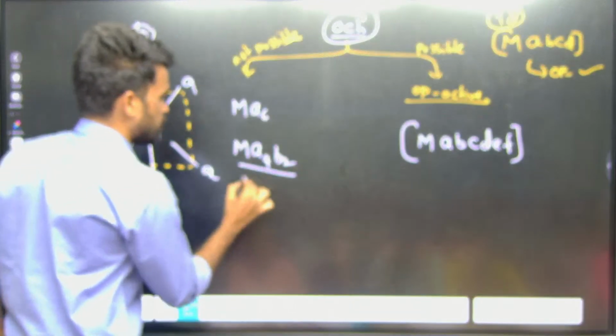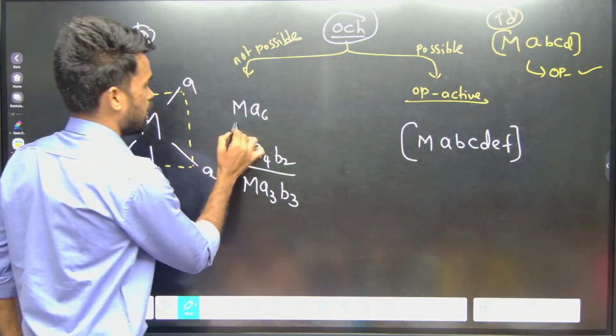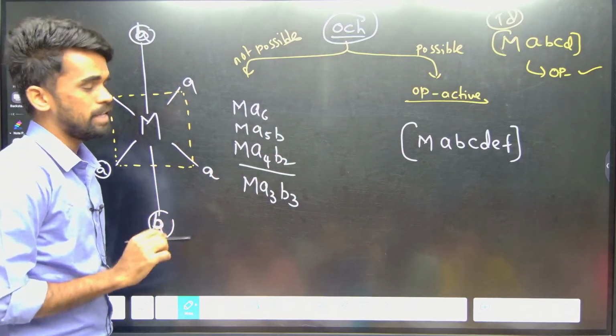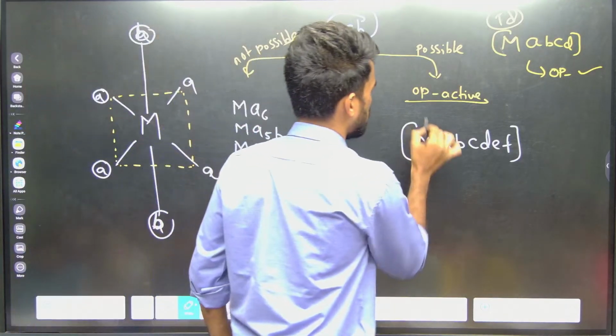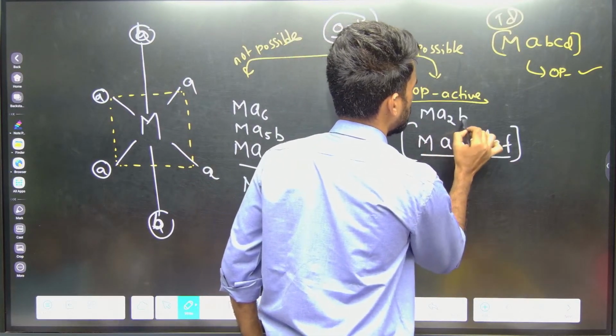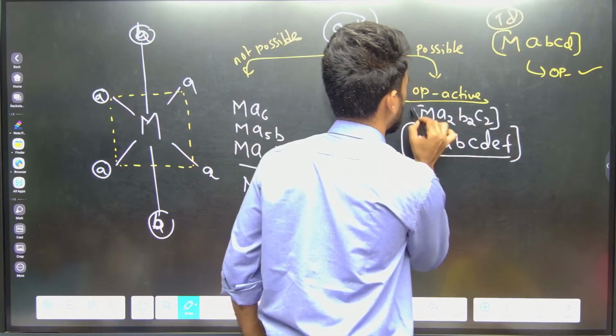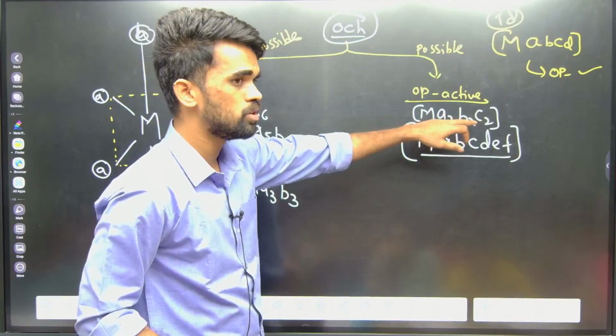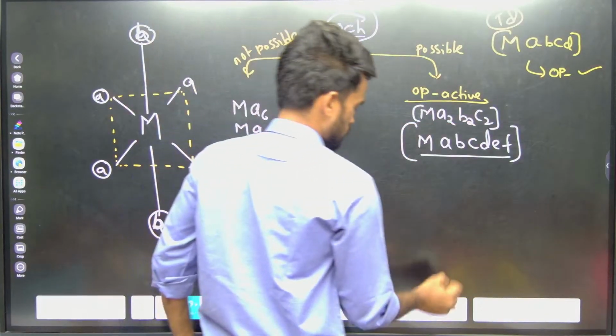Similar to this, even MA3B3 is also optically inactive. MA5B, like this, all these are optically inactive. So just remember, with monodentate ligands, this is optically active, and the next one, MA2B2C2 type, is also optically active. What are the two things I have told you here? MA2B2C2 type.